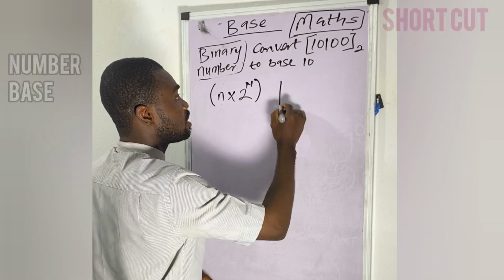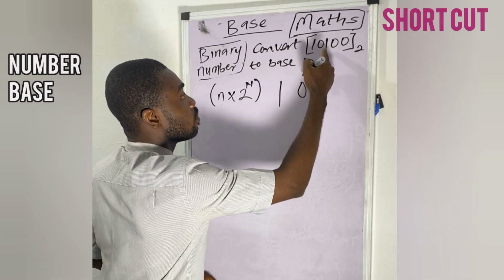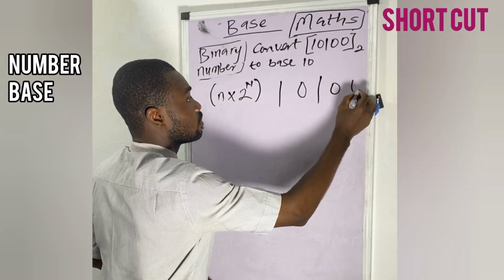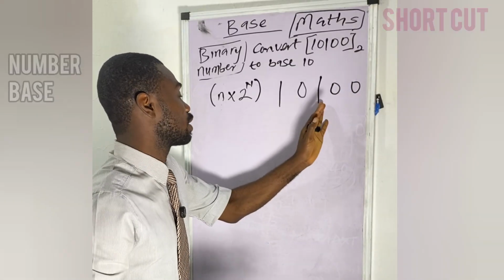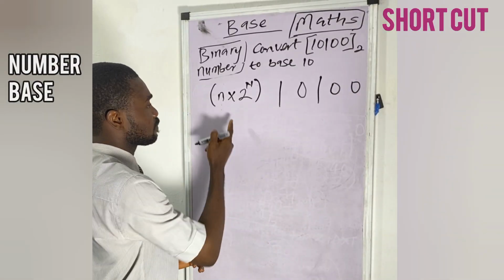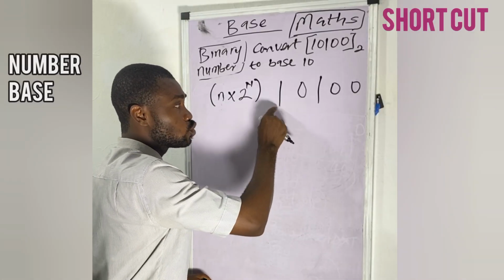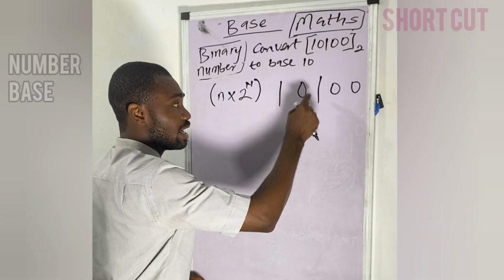So we write it out. We space it: 1 0 1 0 0. This is what we want to convert. Applying this formula, what are we going to do? For the first one, we do it one after the other.